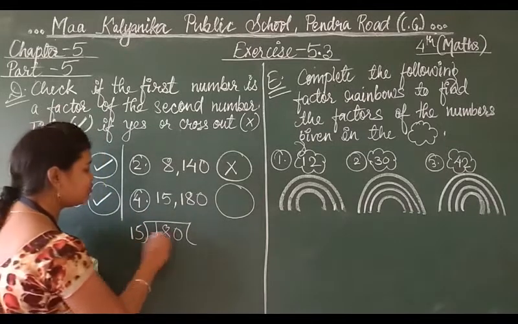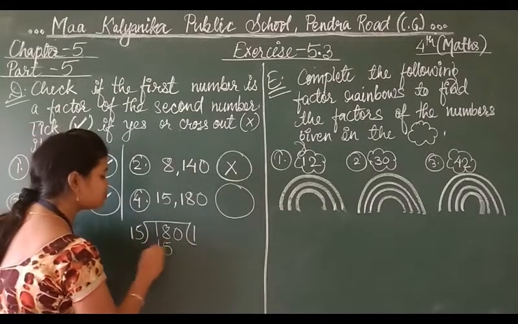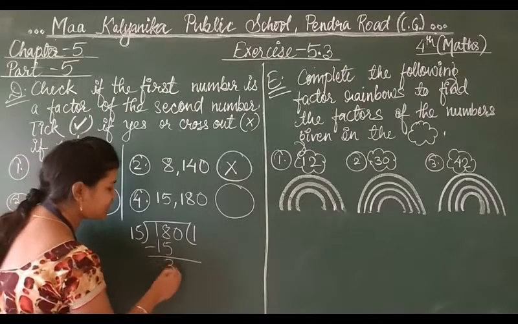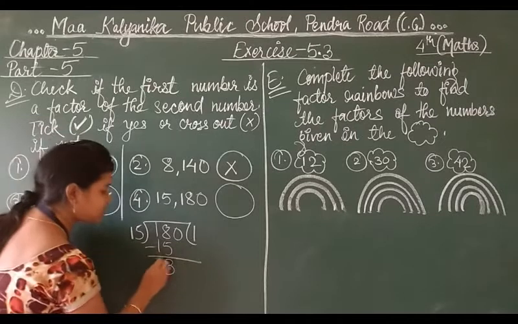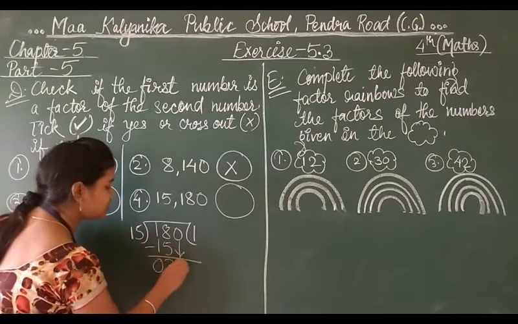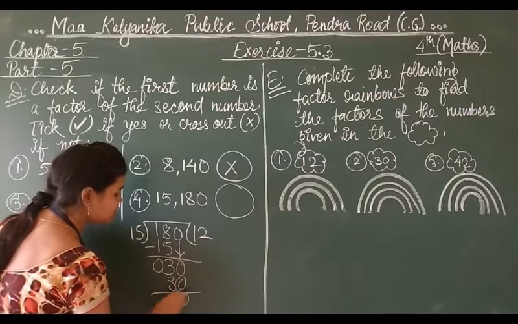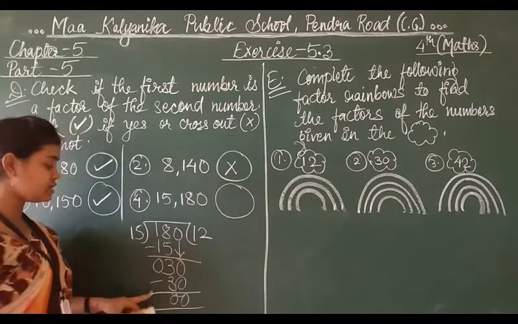Very simple. 15 ones are 15, because 2's are going to be 30, greater than 18. So 18 minus 15 is 3. So 3 is there and 0. 15 2's are 30. If you are subtracting, 30 minus 30 is 0.